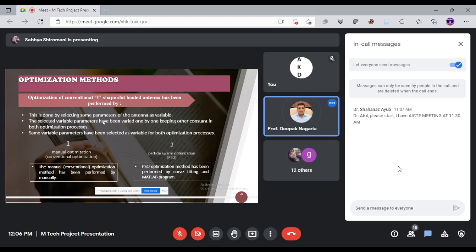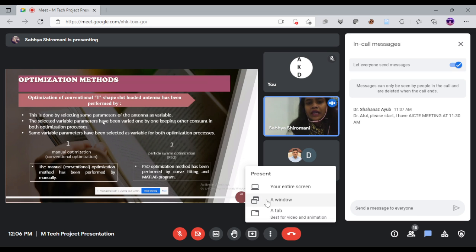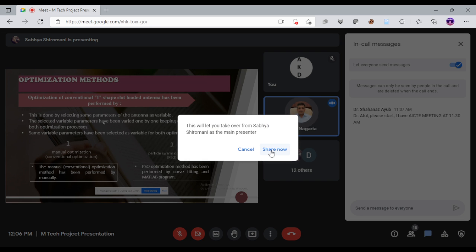Yes, sir. You said you would do it manually and that you would use PSO, so how many iterations will you do manually? Sir, manual iterations can be done on the basis of the parameters, as we know that L1 is a parameter. It will be hit and trial, right? Yes, sir, of course, it can be done manually.